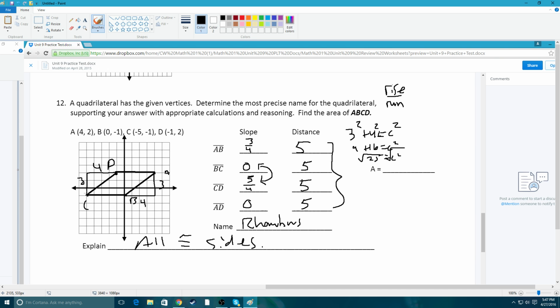So to find the area, although it's a rhombus, it is also a parallelogram. So the base is 1, 2, 3, 4, 5. The height of this is also 3. Area is equal to base times height, which comes out to 5 times 3, or 15.